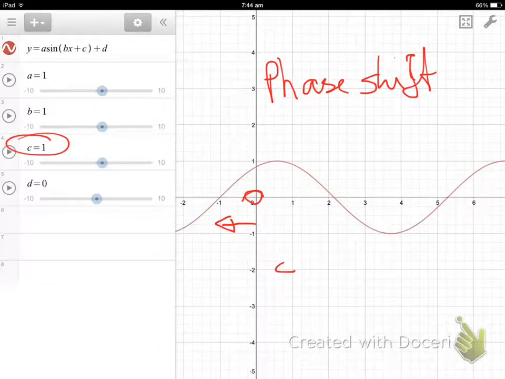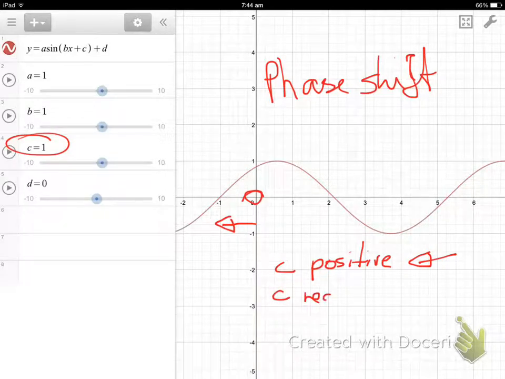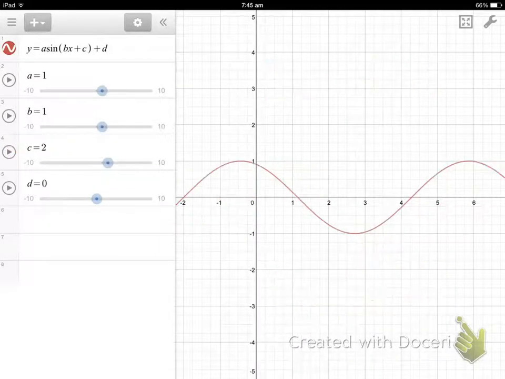If c is positive, it goes to the left. If c is negative, it goes to the right. So see what happens if you make c now become 2. And as you would expect, it's gone from 0 down to -2.